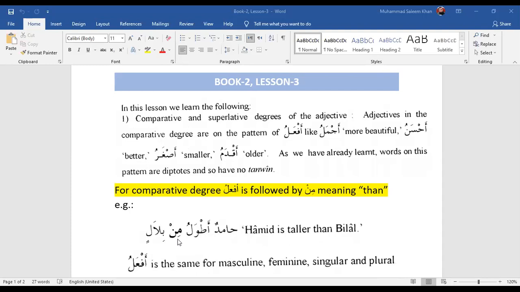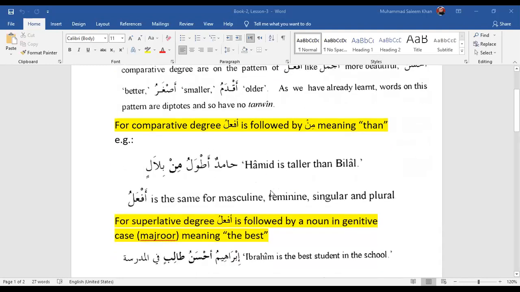What's the Arabic word for comparative? Here, the pattern of af'alu min. So when it is followed by min, it will be comparative. Like I was asking, what's the word comparative in Arabic? Here, it's called af'alu tafdeel. It might be mentioned somewhere here.